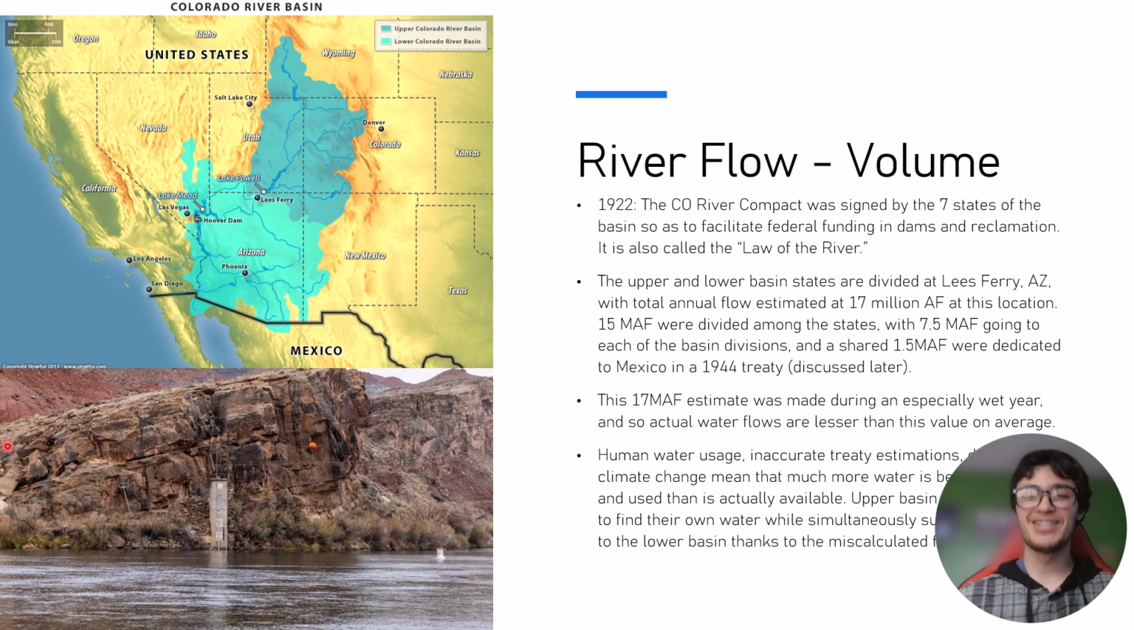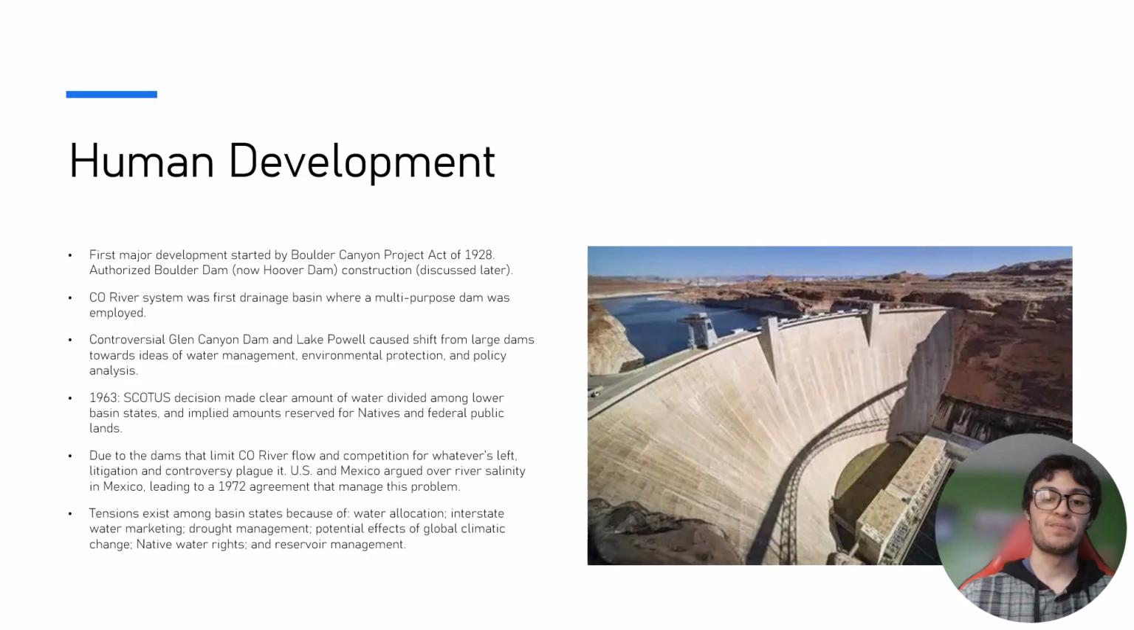Now, the problem is this is an overestimation because this was an exceptionally wet year. So when they made their apportionments about how much water each state gets, they failed to account for the fact that this was a really wet year. There's not really that much water each year. And so 15 million acre-feet are divided into the states, 7.5 million for the upper and lower basins, and then in a treaty they decided 1.5 million acre-feet goes to Mexico.